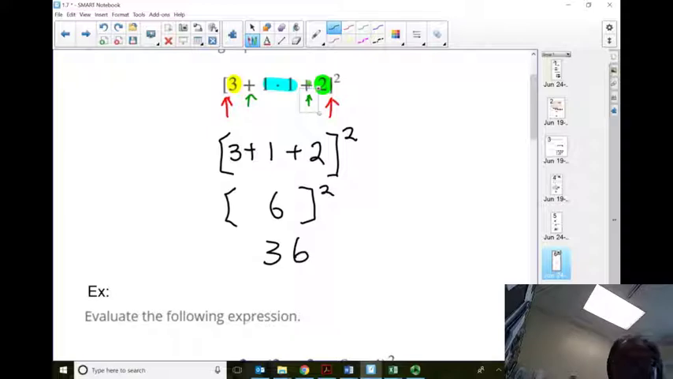6 times 6, 36. Okay, very interesting problem because the whole problem was originally one term. So now we got to look inside those brackets or parentheses to see how many terms are inside, so we can do the operation accordingly.